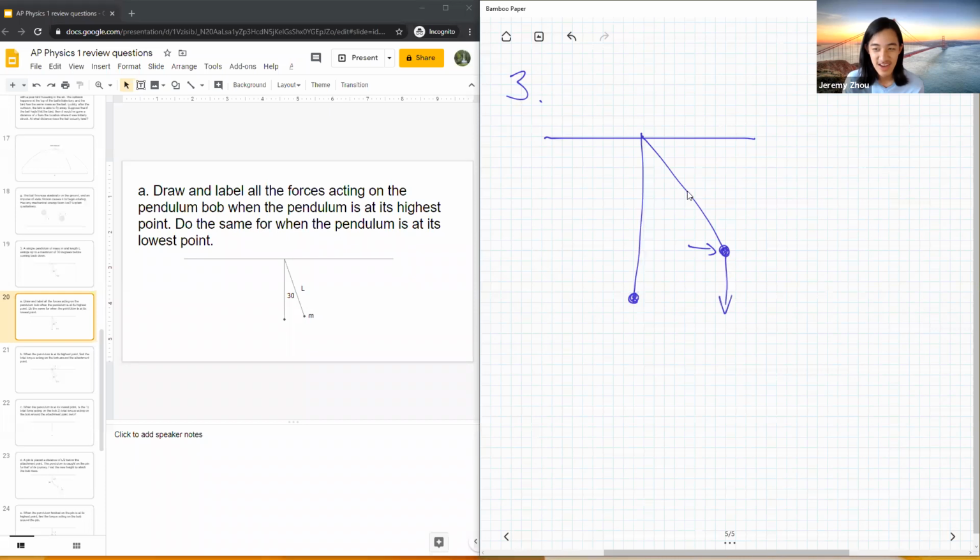Okay, gravity, tension, T, mg. Cool. Air resistance? No, there's no air resistance unless I tell you there is. Okay. So what about the lowest point?